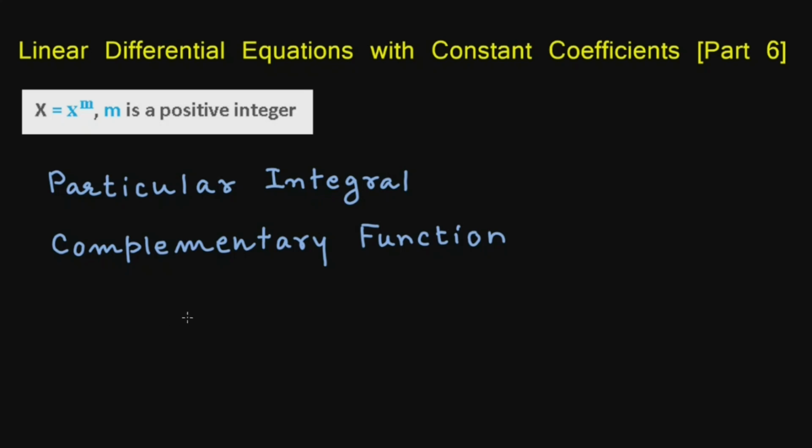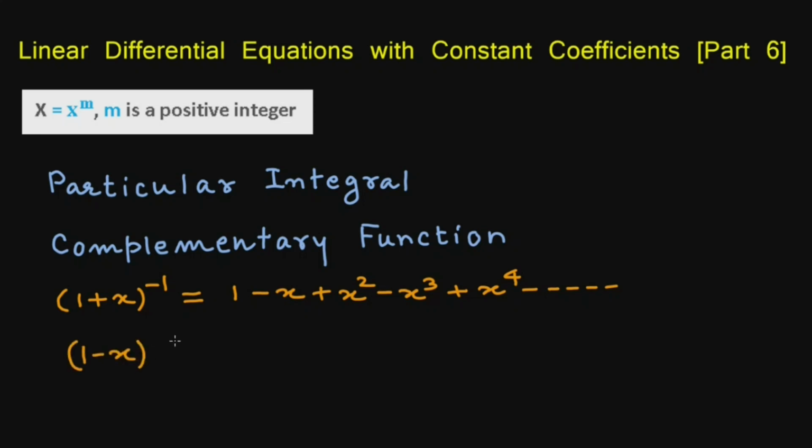Before we go into the procedure of finding the particular integral, let us recall the binomial expansion of (1 plus x) to the power minus 1, which is 1 minus x plus x square minus x cube plus x raised to 4 minus so on and so forth, and binomial expansion of (1 minus x) to the power minus 1, which is 1 plus x plus x square plus x cube plus x raised to 4 plus so on and so forth.